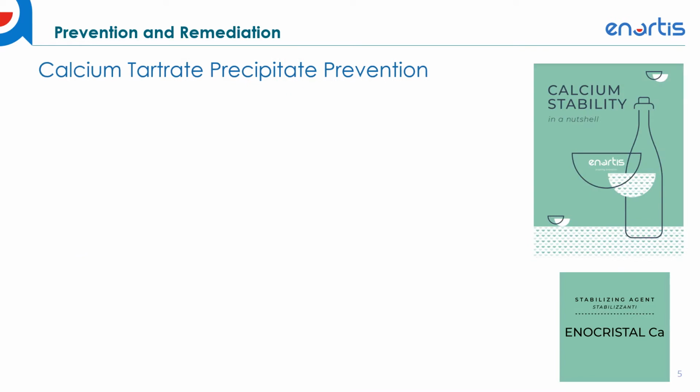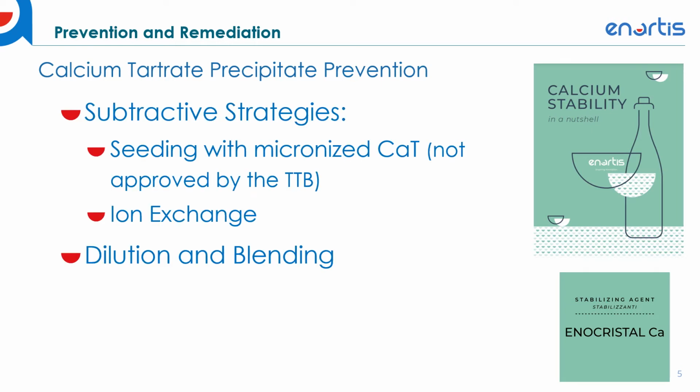Now, calcium tartrate is a bit more complicated due to the unpredictable induction time and crystal nucleation, which really can vary depending on wine chemistry and the presence of inhibiting factors previously mentioned in part 1 of this series. Now, we can perform some subtractive strategies for preventing crystallization, including seeding with micronized calcium tartrate and ion exchange. And we also can dilute and blend with lots which have less calcium.